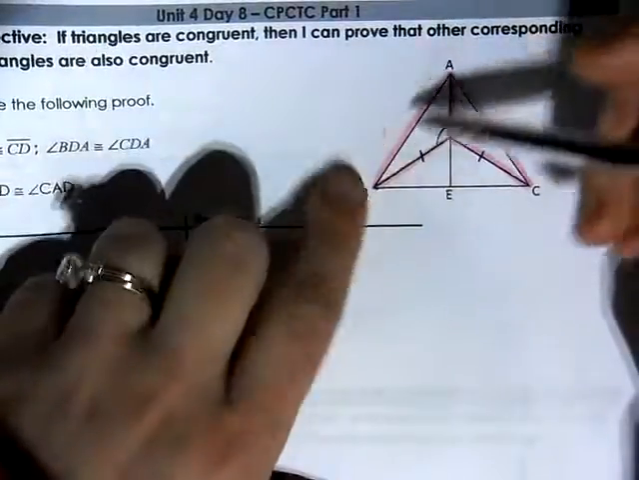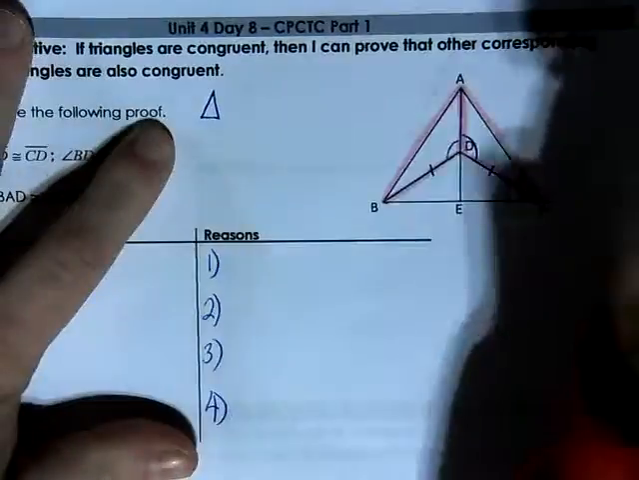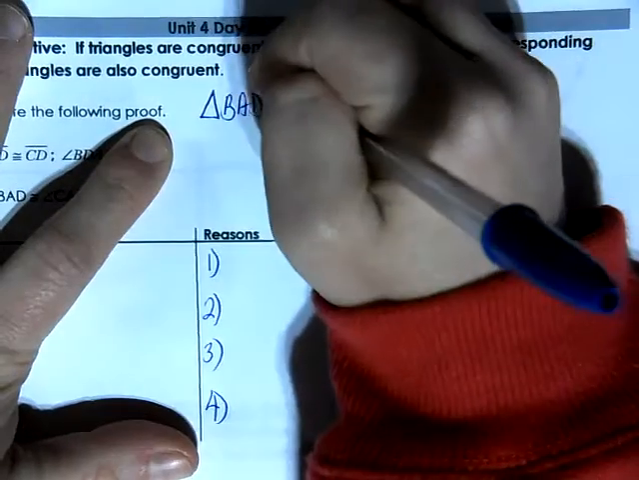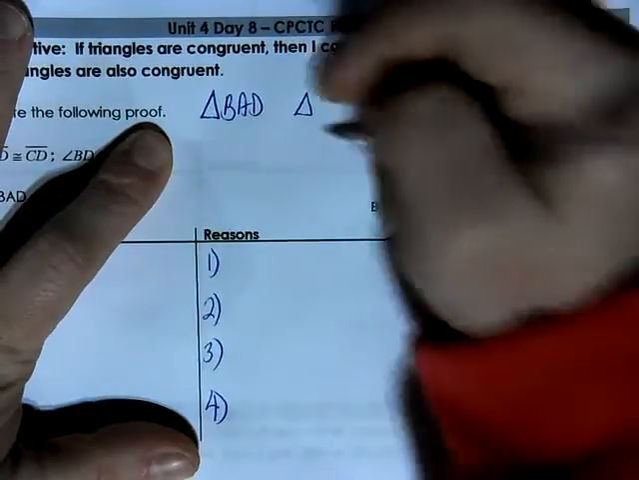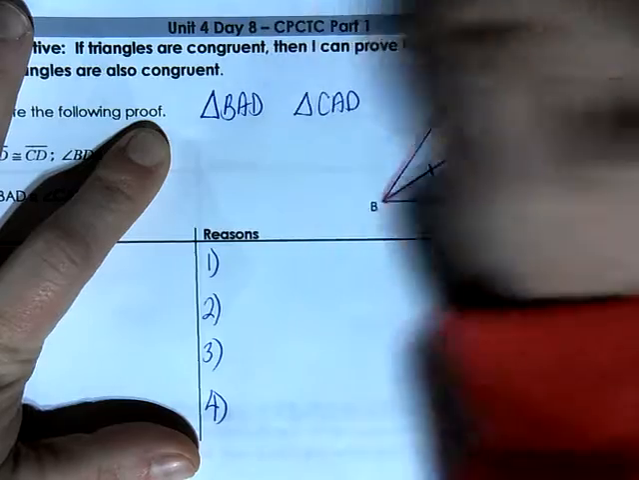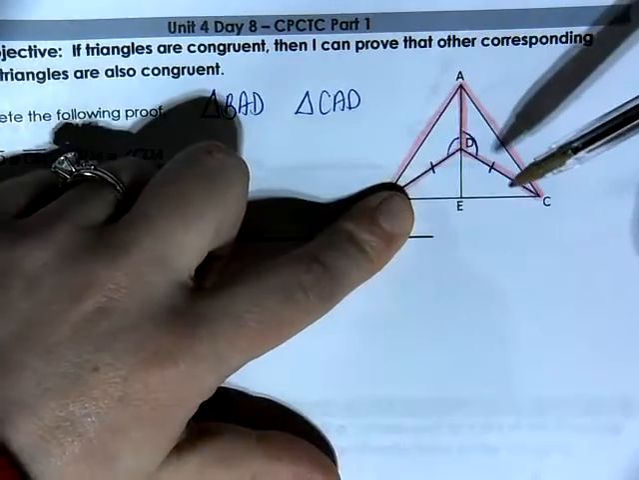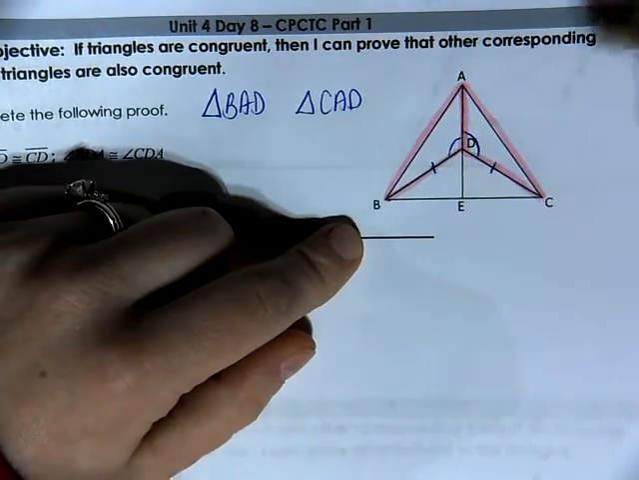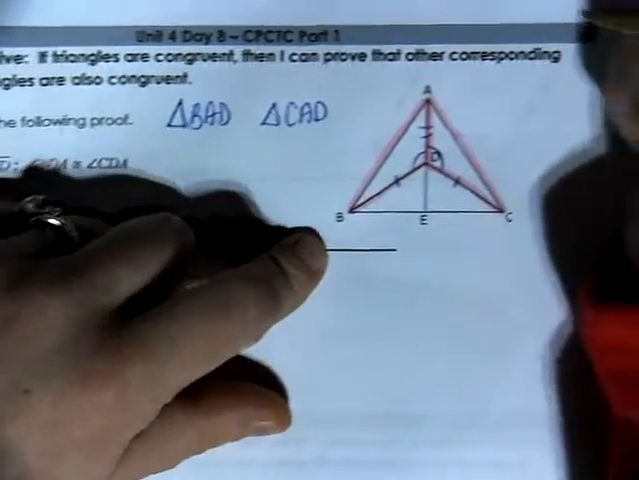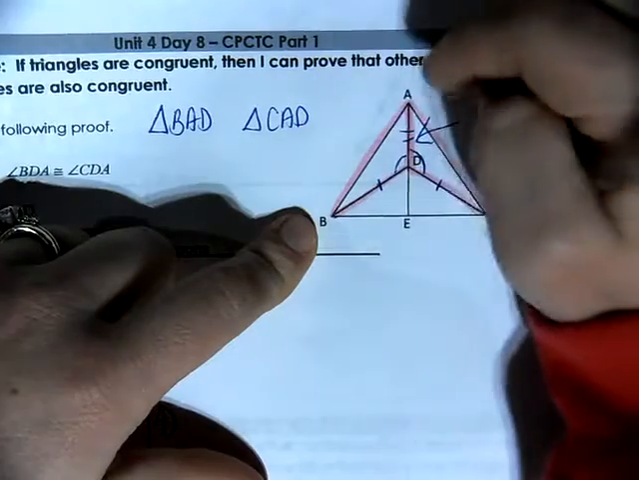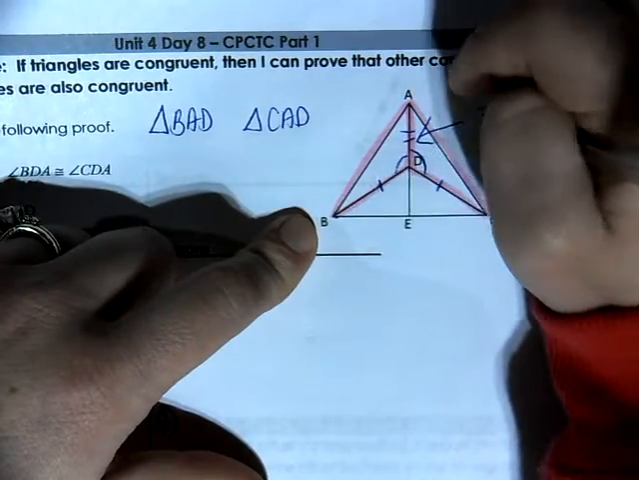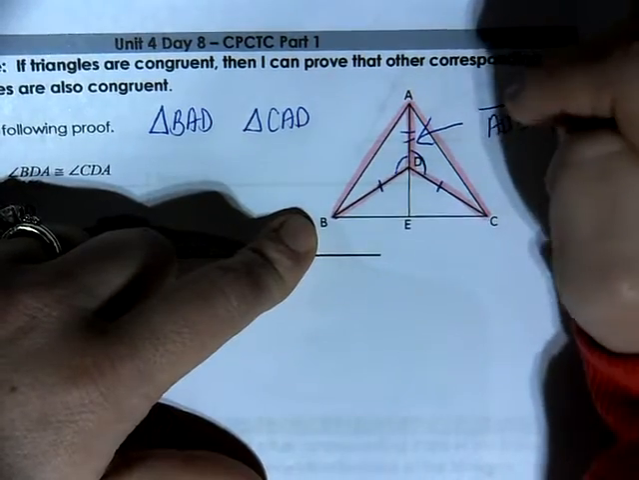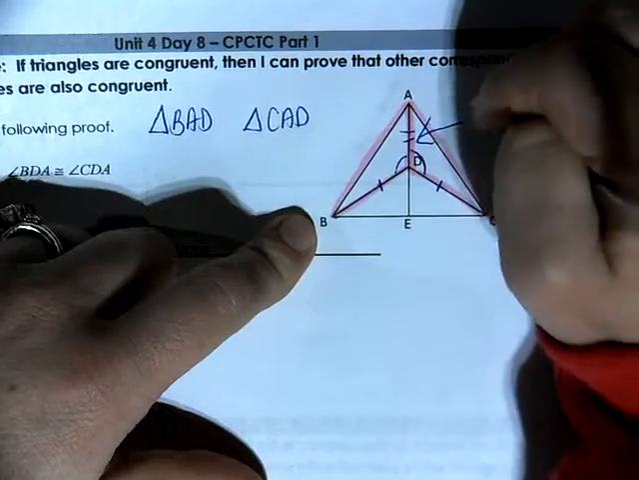So now that I'm working with the pink triangles, I'm going to name them triangle BAD and triangle CAD. So far in these pictures, I see a side and an angle, and I need another side. And I see right here the reflexive property of congruence, where I can state that segment AD is going to be congruent to segment AD by the reflexive property of congruence.